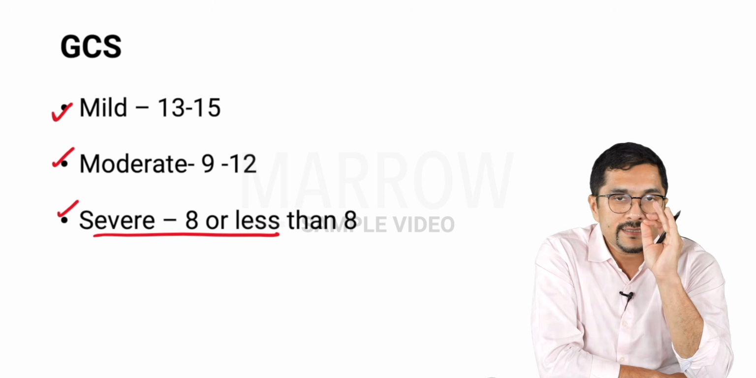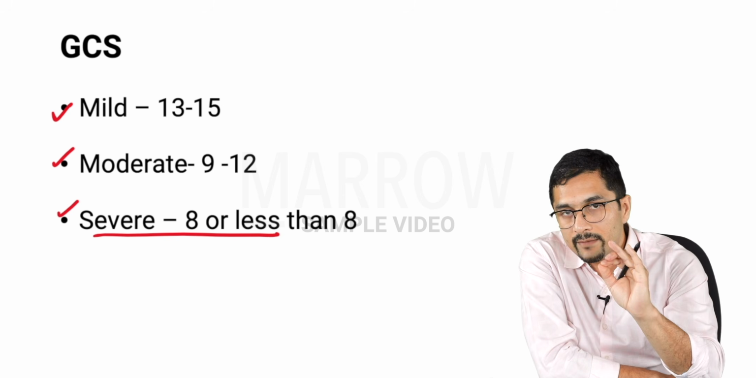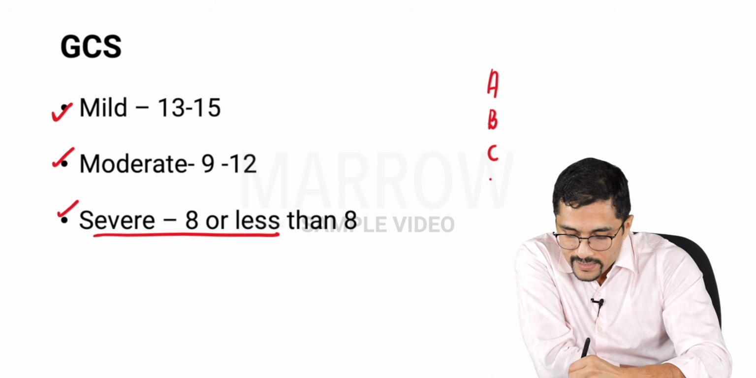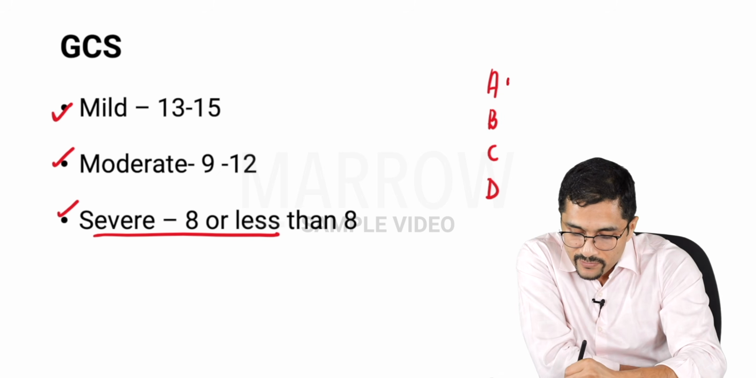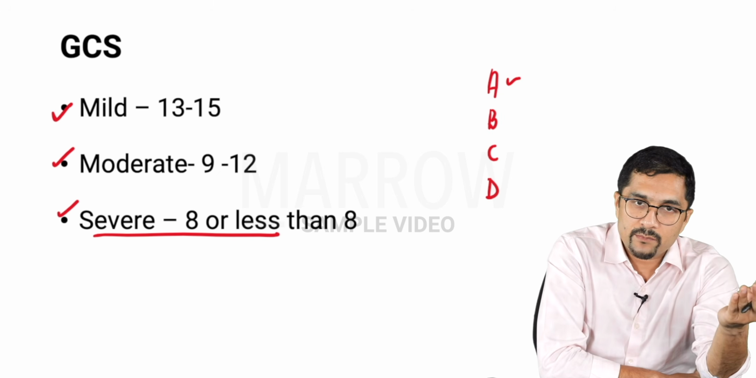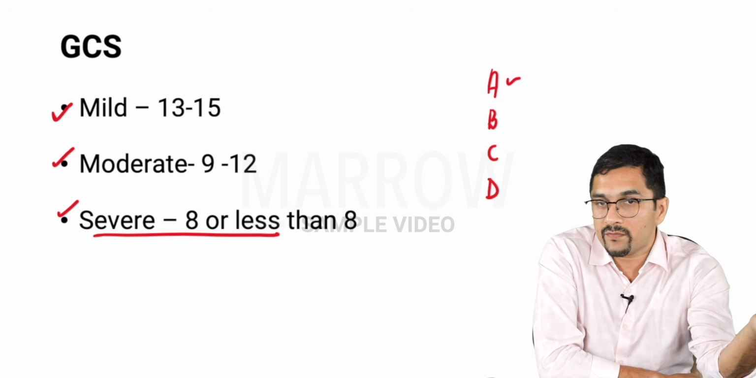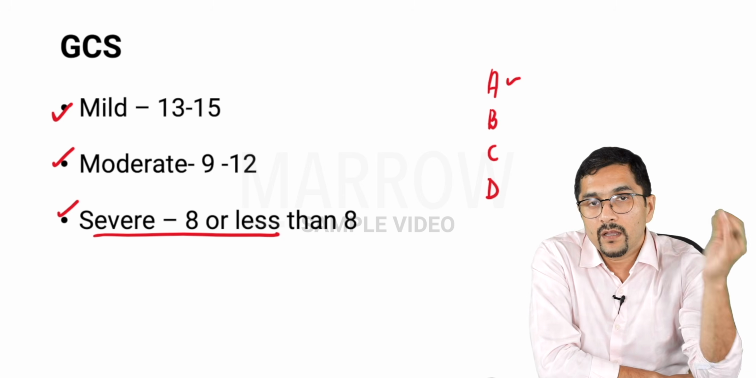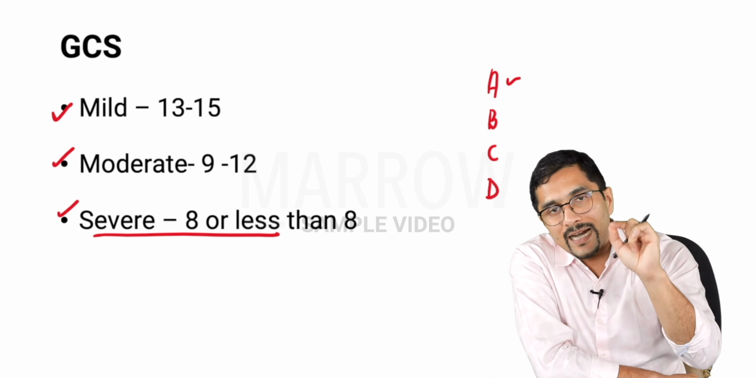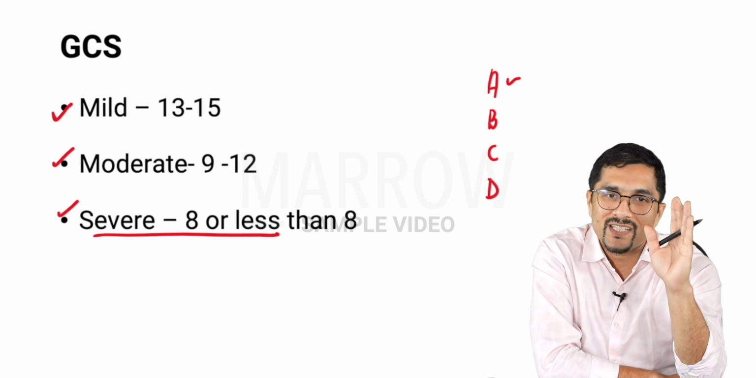Now if you are asked any question in the exam, you will mentally picture A, B, C, D, and you see if airway is fine, then we move to breathing. If breathing is fine, move to circulation. If circulation is fine, move to disability. But if any one of these in this order is not fine, that is the first intervention which we are going to do.